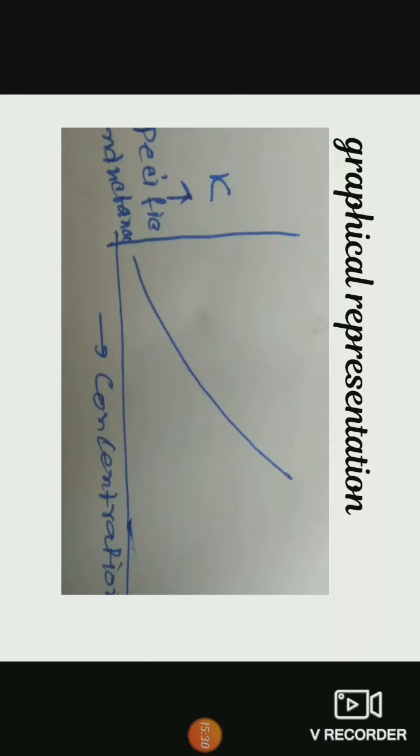Now, the graphical representation of kappa and concentration. If we plot kappa on the y-axis and concentration on the x-axis, we can obtain a straight line. Sorry, not a straight line. This is a somewhat curved line passing through the origin. This graph shows the smooth increase of kappa value with concentration.